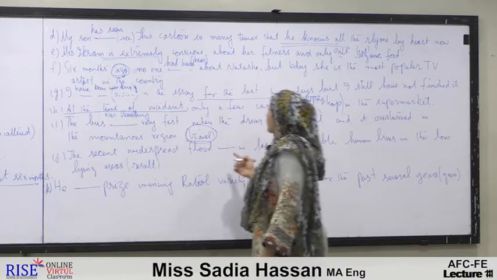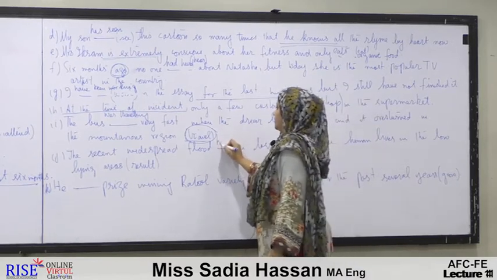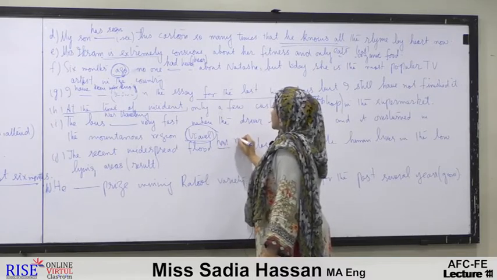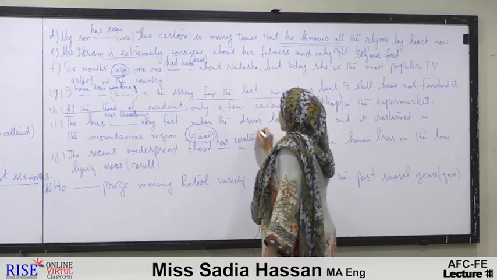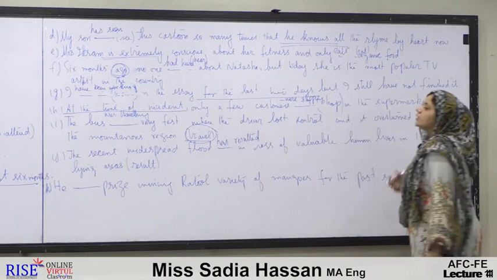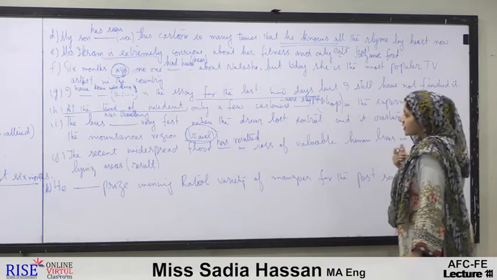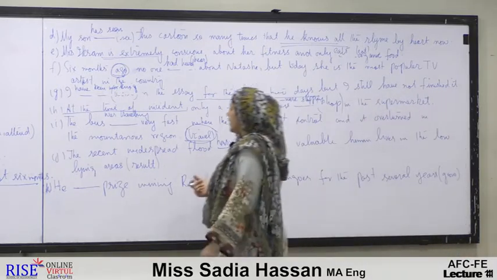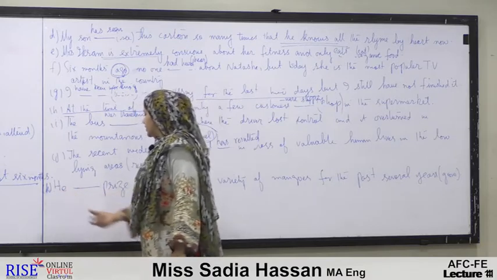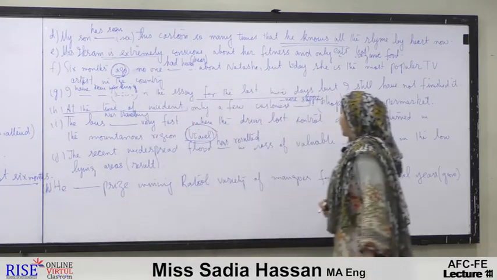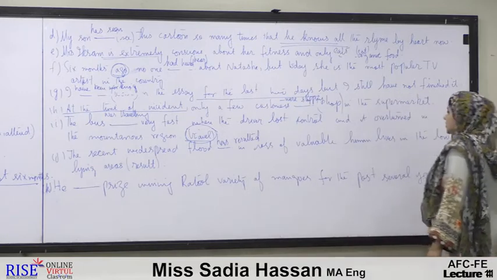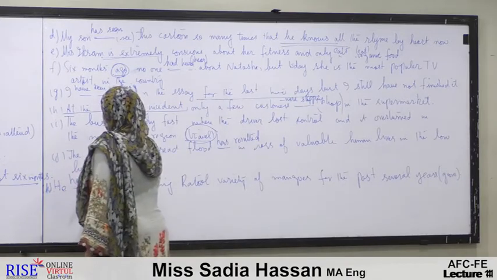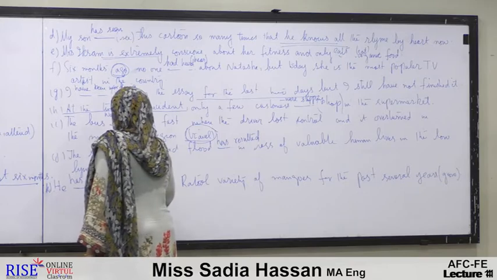The recent widespread flood have resulted. Flood, you can always use a singular verb. Has resulted in the, if there were floods, you could use have. The recent widespread flood has resulted in loss of valuable human lives in the low-lying areas. The next sentence is, he dash prize-winning variety of mangoes for the past several years. He has been growing. Again, progression of action is there, so we are using he has been growing.